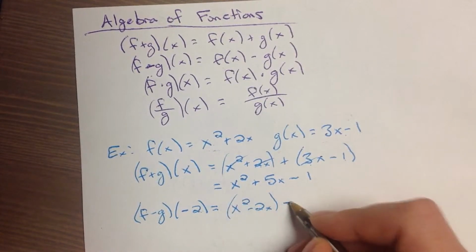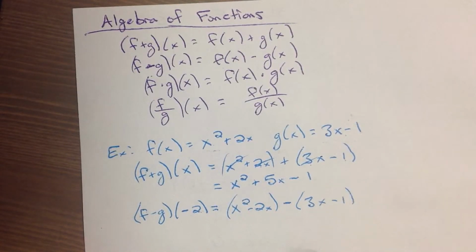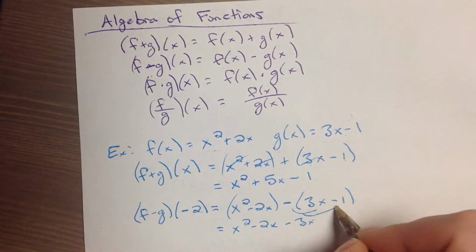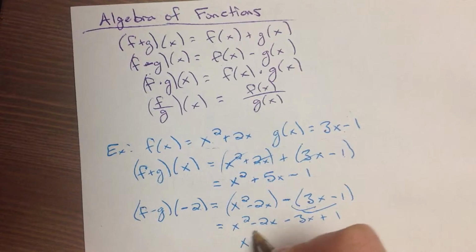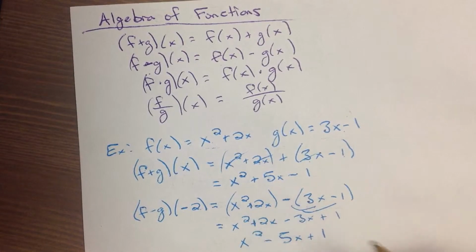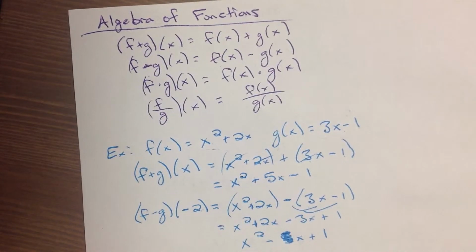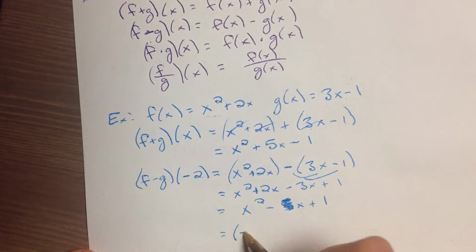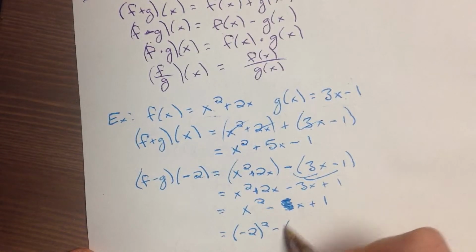And I like to keep them in parentheses because if I don't put g in parentheses, I forget to take this negative all the way through the function. So what this looks like is minus 3x plus 1, or x squared minus 5x plus 1. Excuse me, plus 2x would be minus x. It's a good thing to double check yourself. So I'm wanting to evaluate this for negative 2, not x though. So my last step would be sticking negative 2 in for x to evaluate.